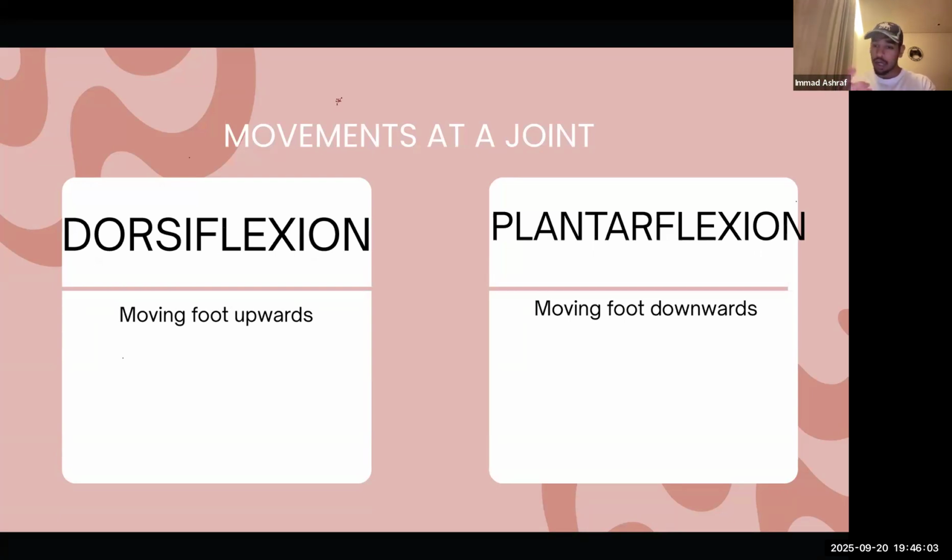Imagine if you're driving a car and you want to press on the gas, you do this, right? With your foot. That's plantar flexion. You're plantar flexing your foot. And then the opposite of that is dorsiflexion. You're moving your foot up, off the gas. Let's say you're on the gas and you want to let off, you're going to move your foot up. That's dorsiflexion. If you want to press on the gas, it's plantar flexion. All right?